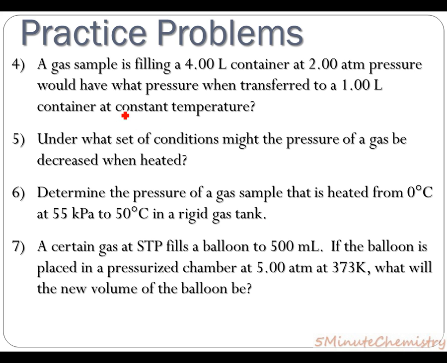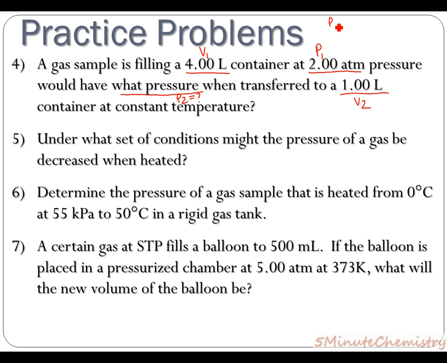Now, calculation problems here. A gas sample filling a 4-liter container. So 4 liters, as you read these, I recommend you identify what you have here. A 4-liter at 2 atmospheres pressure, so we have volume and we have pressure. These are the same samples, so we'll say that's V1 and P1. What pressure? I need to know what is P2 when this gas sample is transferred to a 1-liter container at a constant temperature. So 1 liter, we're looking at V2.